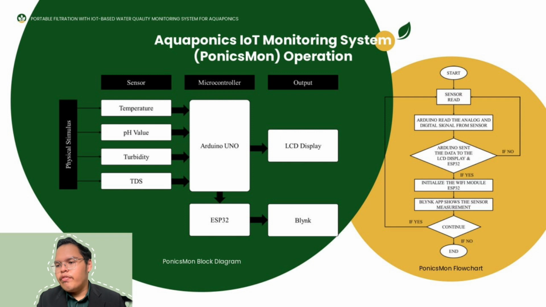For the flowchart, it starts with start, sensor read, and then the Arduino reads the analog and digital signals from the sensor, and the Arduino sends the data to the LCD display and Blynk. If no, it goes to the sensor read again. If yes, it initializes the Wi-Fi module, ESP32, and the Blynk app shows the sensor measurements, and then goes to the continue loop, which, if yes, continues the loop, and if no, stops the operation.